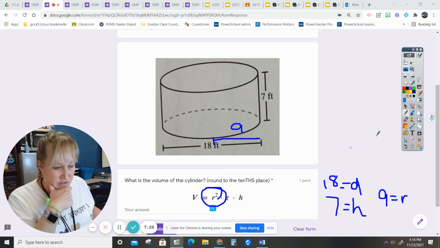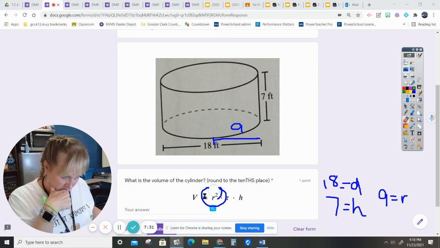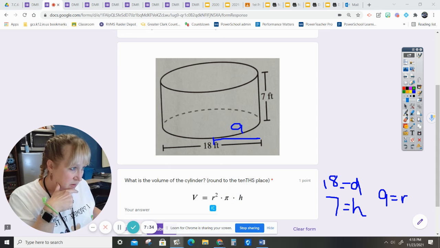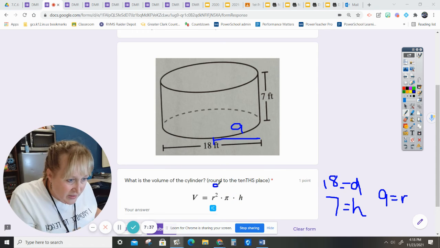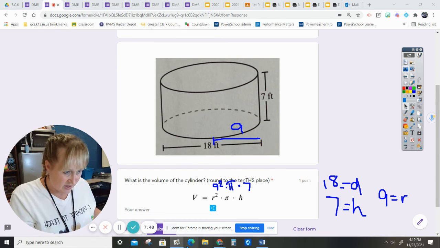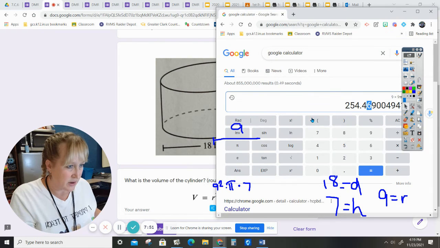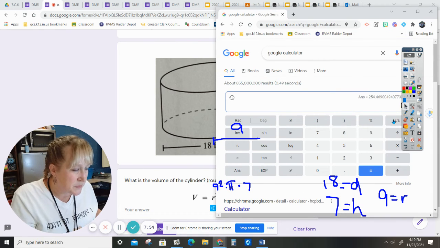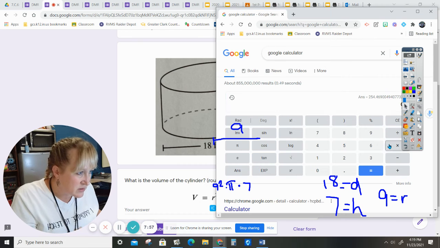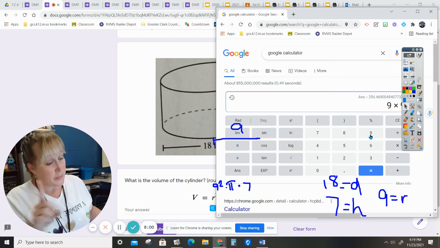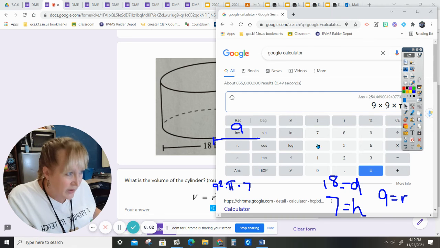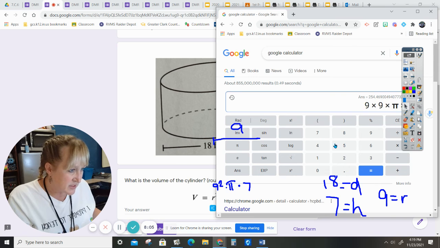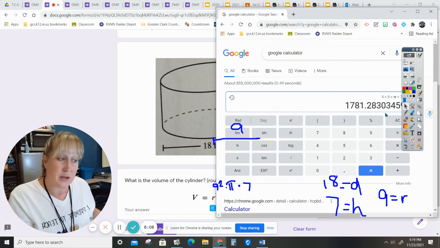Now we are going to plug that into our formula. Let's see if I can do that over here. So this is 9 squared times pi times my height, and my height was 7. So I'm going to use that calculator that you like, if I can find it again. I say that every time. I'm going to hit clear. So it is 9 times 9, because that's 9 squared, remember, then times pi, yep, got the pi, then times 7, and I get a big number.